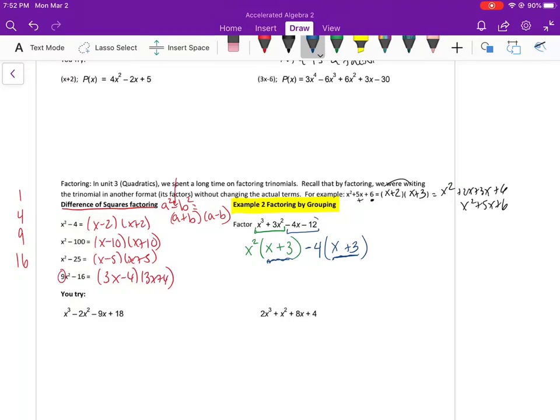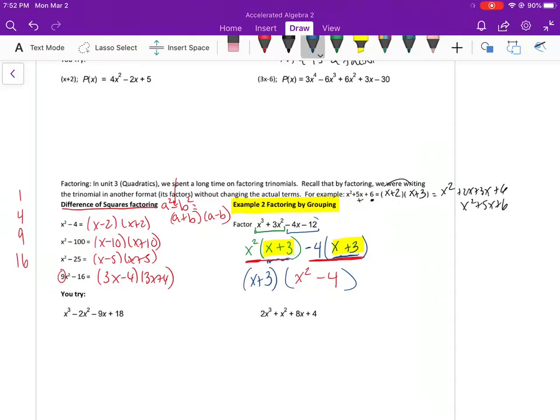Because what we're now going to do is we're going to factor these parentheses out of the expression. And you're like, all right, well, now I've got x plus 3 over here. And what's left over inside the parentheses? Well, from this term, I was left with an x squared. And from this term, I was left with a negative 4. So I get x plus 3, x squared minus 4.